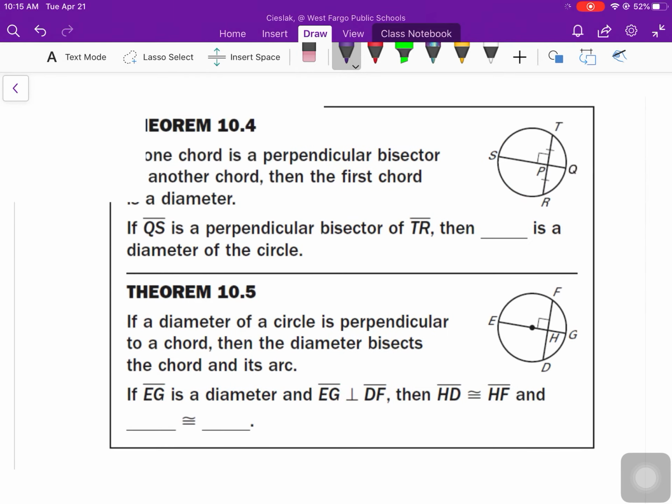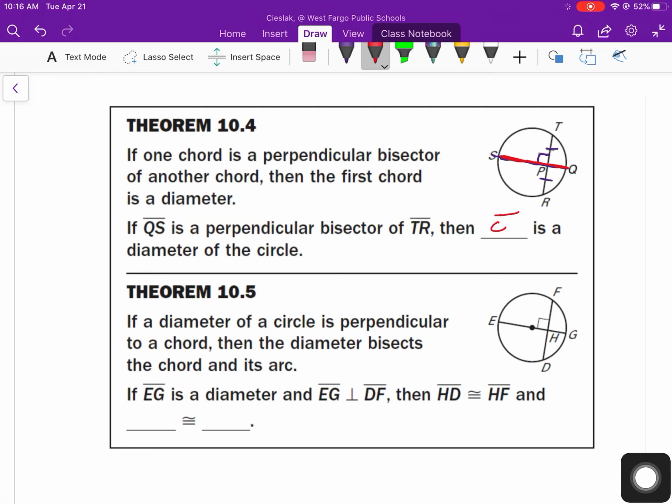Okay, so then just two more theorems here. So theorem 10.14 says if one chord is a perpendicular bisector of another chord, okay, so if this is a perpendicular bisector, notice I've got the 90 and I've got it bisecting that, giving me two congruent pieces. If that is the case, then the first chord, I'm going to change up the color of that first one we talked about, is a diameter. So if QS is a perpendicular bisector of TR, then segment QS has to be a diameter.